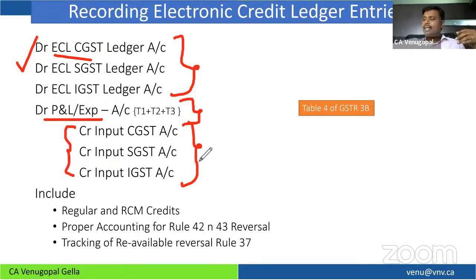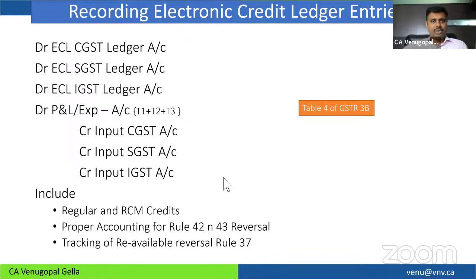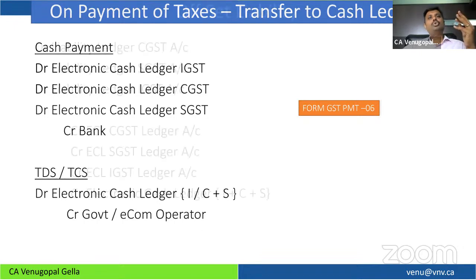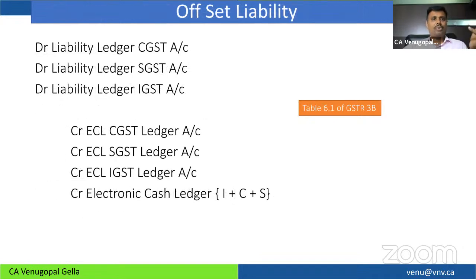Both liability and credit entries you have to do for the regular and RCM entries. And these also will enable you to tackle if something on a temporary basis you are reversing, it will be able to track. And when you have to discharge the taxes, you will make the payment through cash. So you will debit electronic cash ledger and credit your bank account. After you do offset in 3B, basis your offset, you will debit your liability ledger and credit your GST credit ledgers.